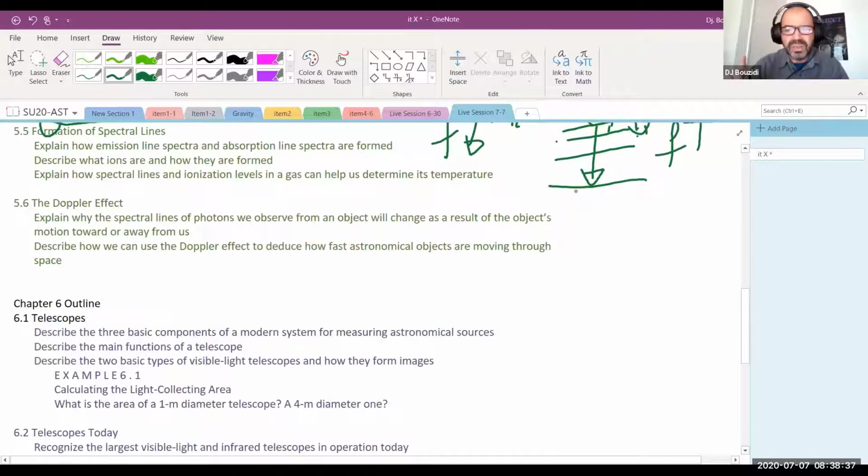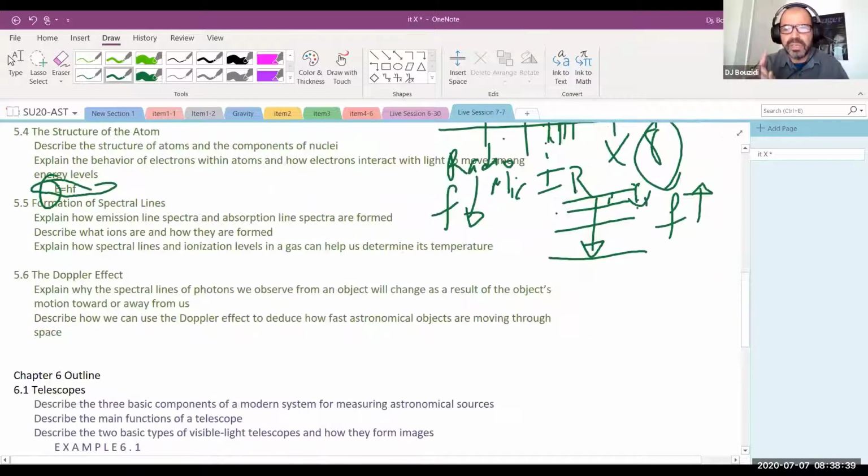Now, in addition to that, it's very critical to understand the Doppler effect. The Doppler effect, you guys have had an experience with it, I am sure.